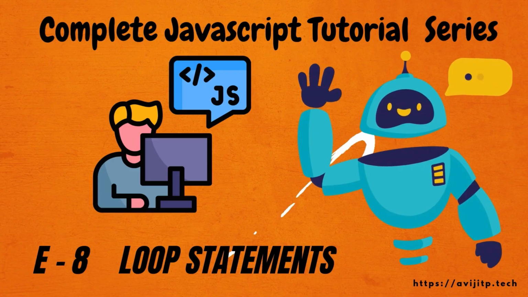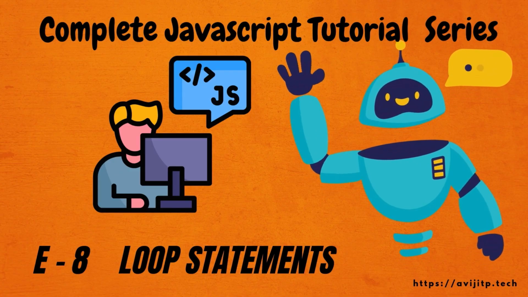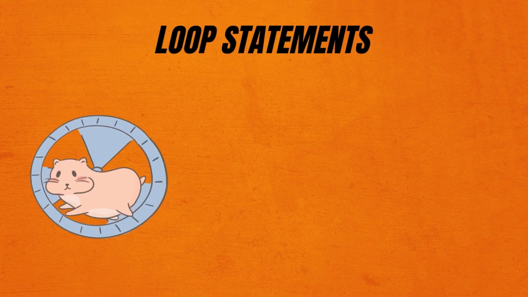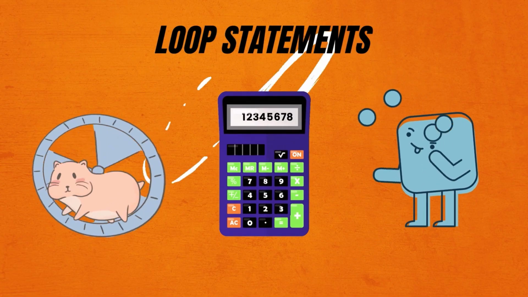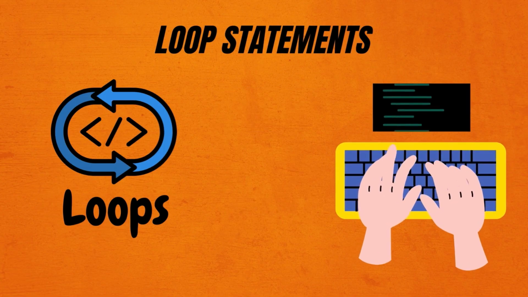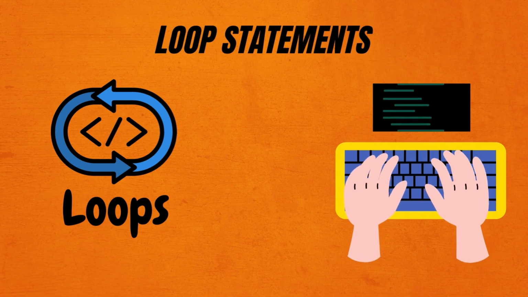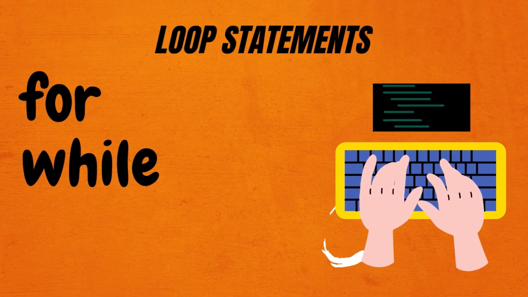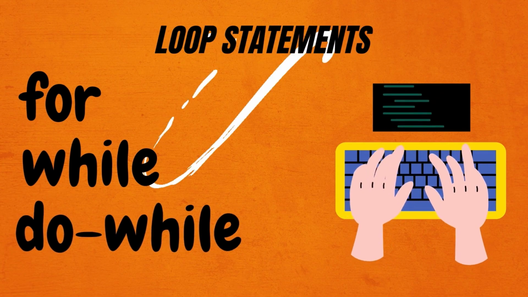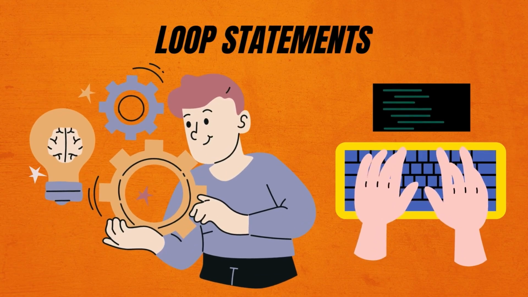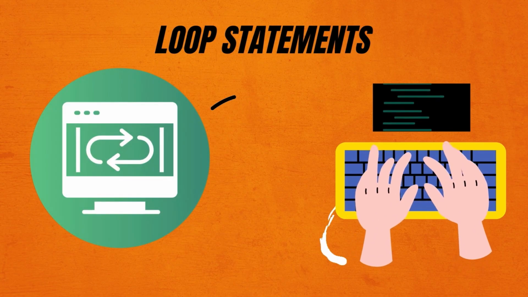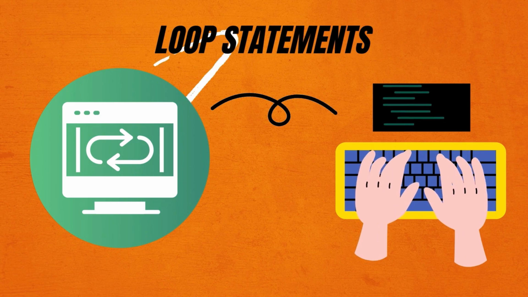In this episode, we're diving deep into JavaScript loops. Whether you're repeating tasks, iterating over arrays, or working with objects, loops help you write efficient and dynamic code. We'll explore for, while, do while, for in, and for of loops, breaking them down with practical examples. By the end of this episode, you'll have a solid understanding of how to make loops work for you.